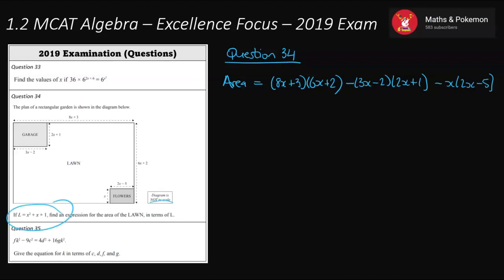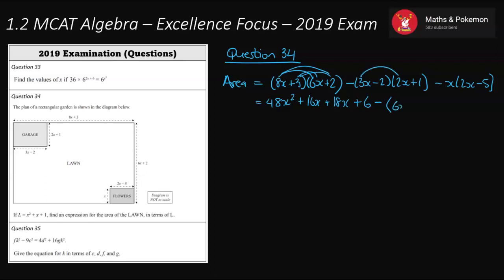As I said, don't worry about this L nonsense yet. We'll get to L in a little bit. So let's dive through this messy stuff, see what we end up with. So that times that is going to be 48x squared. We've then got plus 16x, and then we've got plus 18x, and then we've got plus 6. We're then going to move on to the next one. Remember, we are minusing whatever the expansion is, so we're going to put a bracket there.